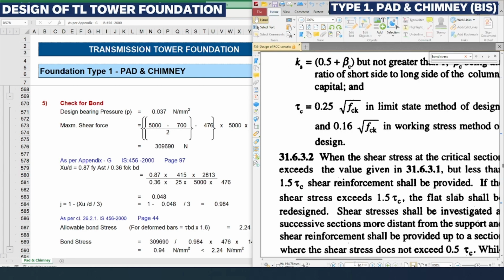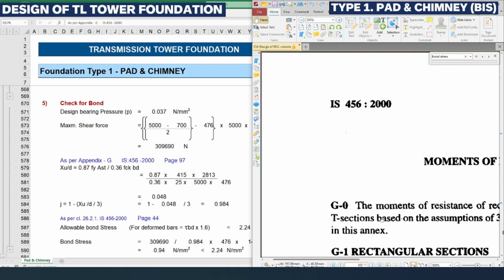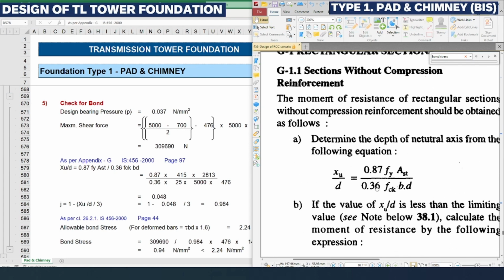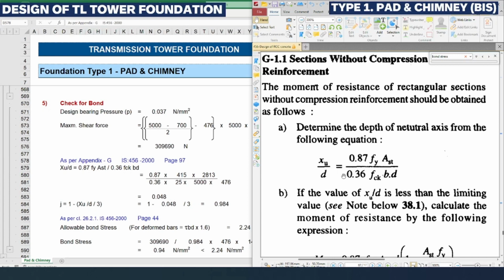For that, page number 97. So here is page number 97. So this neutral axis depth factor we need to calculate. XU by D, the neutral axis depth factor, equals 0.87 Fy AST divided by 0.36 FCK BD. So on the right hand side all the values we know. Fy is 415 and AST is 2813 mm square, that is the steel reinforcement area. 25 is the FCK value and B is 5000 which we had considered here. D is the effective depth.